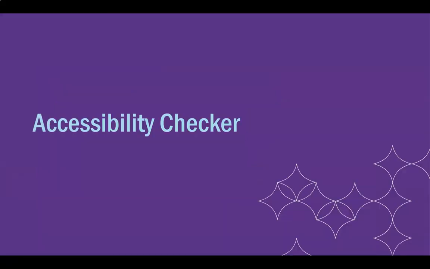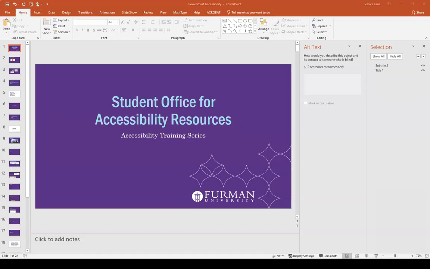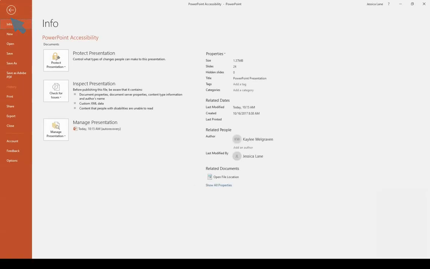Accessibility Checker. Once you have completed all the steps above, it is now time to check your work. PowerPoint has a built-in accessibility checker. To access this feature, click on File, Check for Issues, and Check Accessibility.